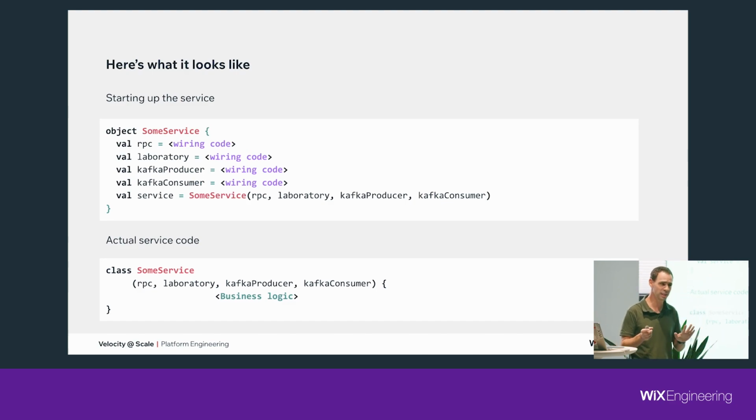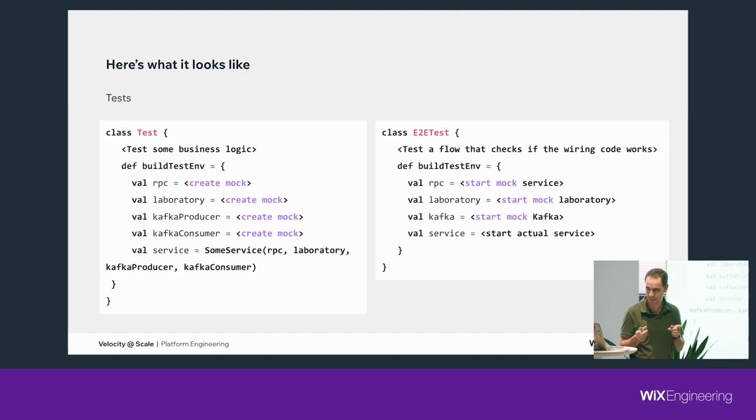So here is what it looks like at a very, very high level. I have this service class called SomeService. It gets everything as a parameter, the RPCs, the laboratory. This is the thing that conducts the experiments. And then I have some static, the object is in Scala, it's like a static thing. So I create all these production instances of the RPC, of the laboratory, of the Kafka, everything. I have all of them ready. Then I start my service and all good. So this is what my production code looks like. But I can't test it.